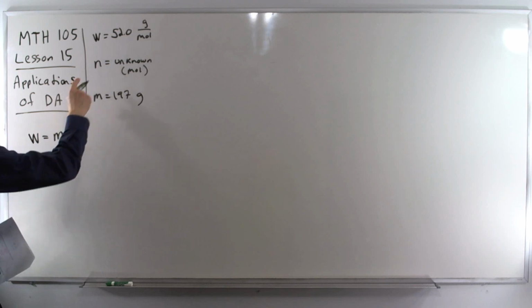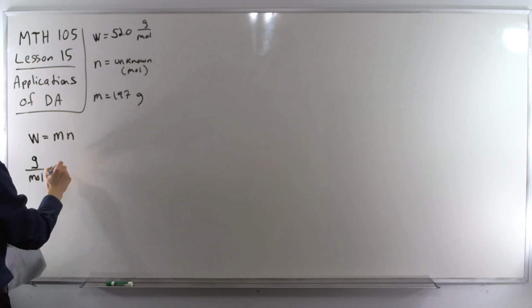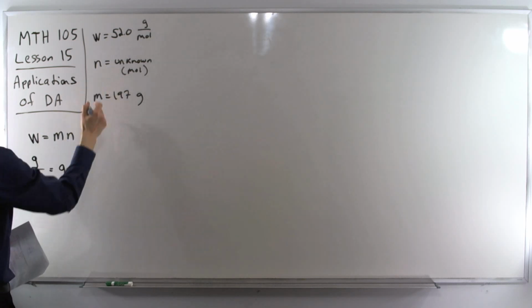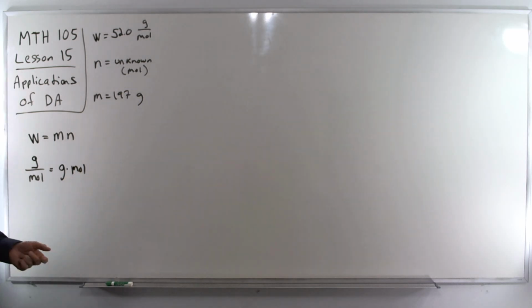On the left, we have W, which is in grams per mole. On the right, we have M, which is grams, and N, which is mole. Okay, those two are clearly not equal. Here we have division, grams divided by moles. Here we have grams times mole, so that's not going to work. So get rid of that one. Try something else.